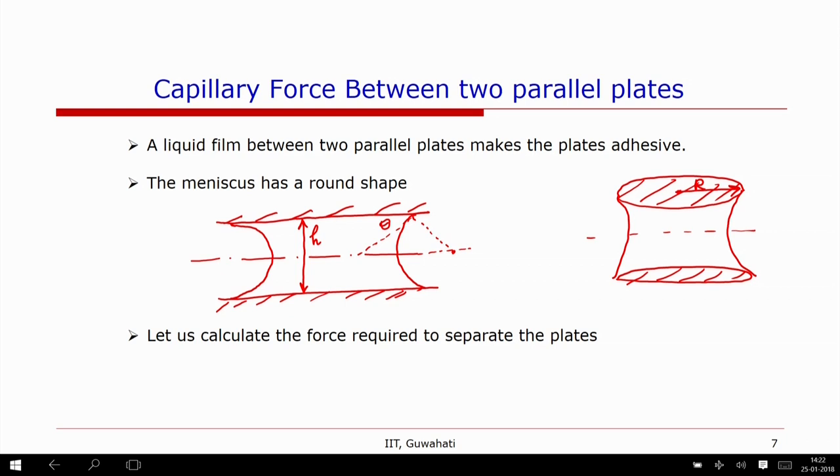Now this is the force. There will be a pressure difference, and to overcome that pressure difference, the force that is required is to overcome the Laplace pressure. So this F is equal to delta P into the area. So our task is now to find out what is delta P. And delta P is sigma kappa, where kappa is curvature.